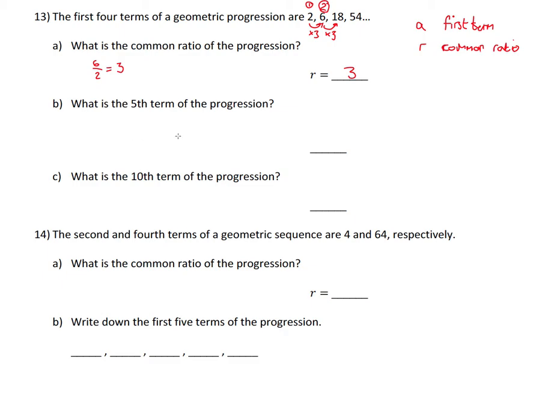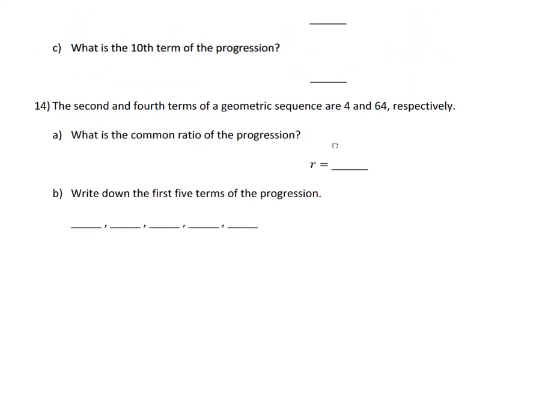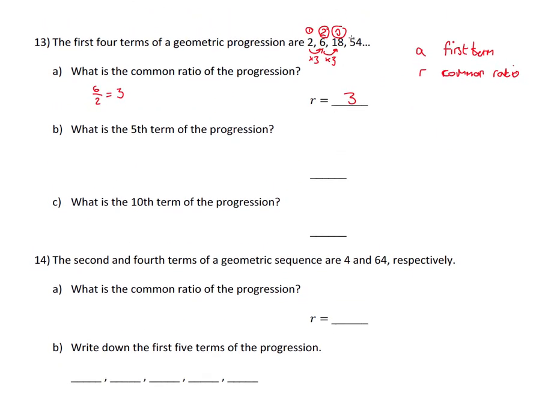Part B, what is the fifth term of the progression? Well, we've got the first, second, the third, and the fourth. All we need to do is multiply the fourth one by the common ratio to find the fifth one. So 54 times 3, which is 162.